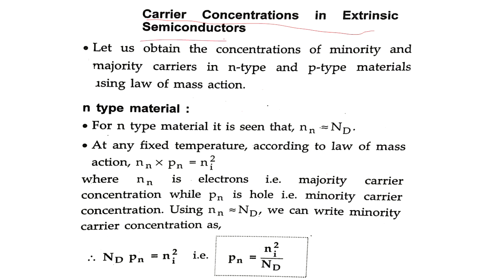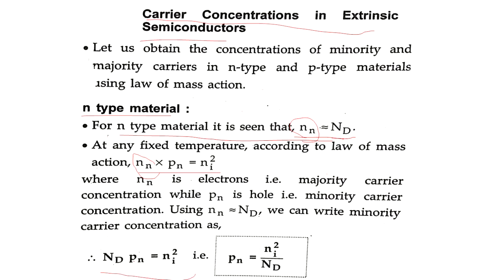So we know two types of semiconductor. The first one is n-type semiconductor. According to the n-type semiconductor, we know that the concentration of the majority carrier, that is electron, depends upon the concentration of donor atoms. So n_n is equal to N_d here. According to the law of mass action, n_n p_n is equal to n_i squared. This is for n-type. If you replace n_n by N_d, the new equation will be N_d into p_n is equal to n_i squared.